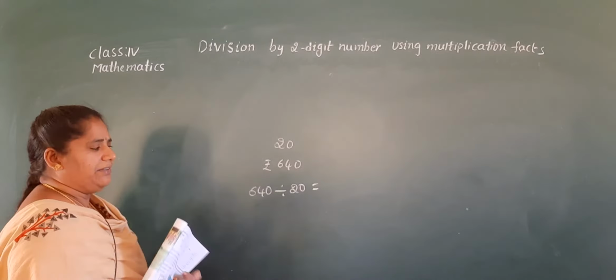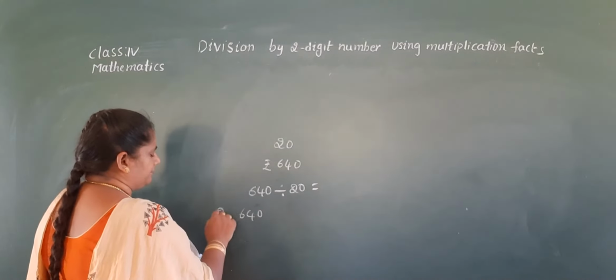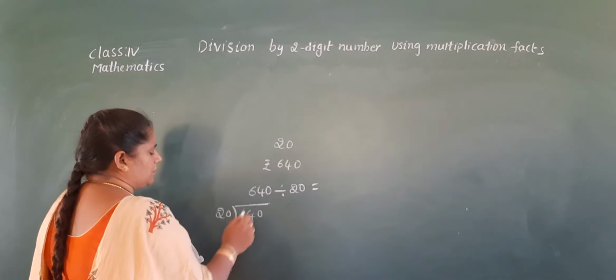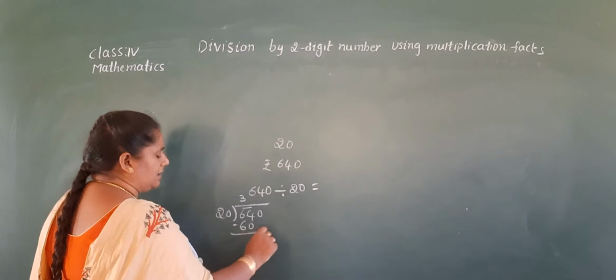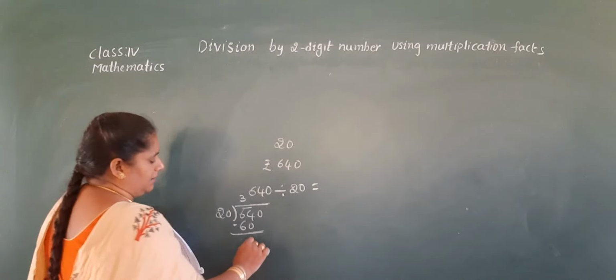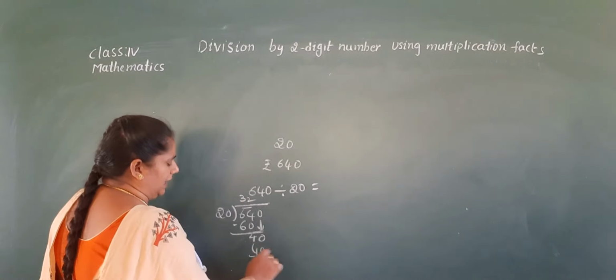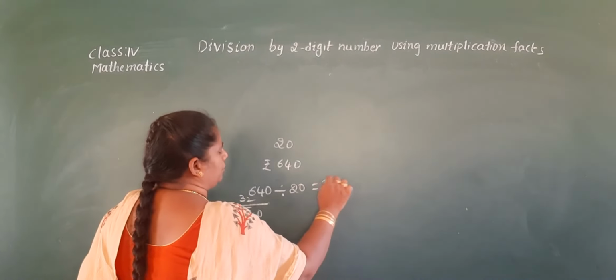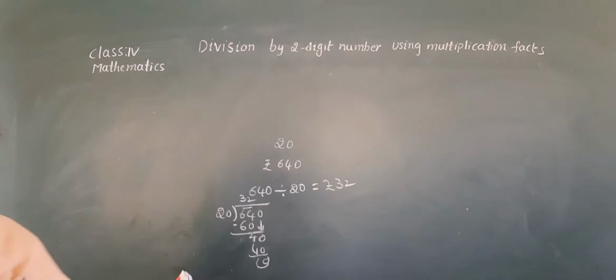How do we divide this one? See. In the 20 table, the nearest number to 64 is 20 threes are 60. 64 minus 60, take down 0, 20 twos are 40. So the answer is 32 rupees. Each child should bring 32 rupees.